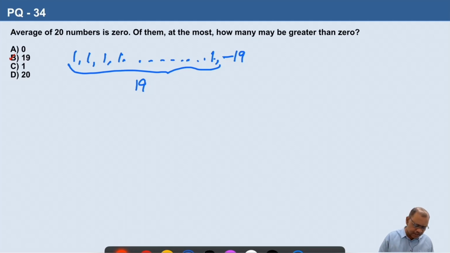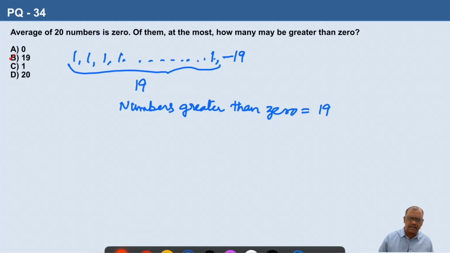So there are 19 numbers greater than 0. Then the average will become 0. The 20th number will become minus 19. So the sum will become 19 minus 19, 0. The average also will become 0. The correct answer is option B.